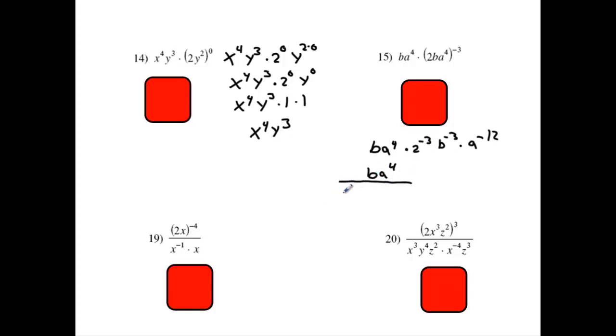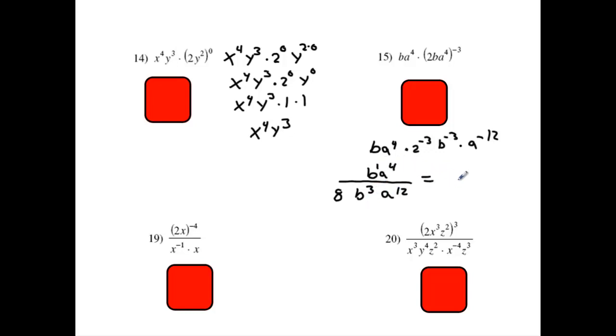2 to the negative 3 power becomes 2 to the 3rd in the bottom, or the denominator, and that becomes 8. This becomes b to the 3rd, and that becomes a to the 12th. Okay, now remember, here you just subtract down. And if you want to, you can always put a 1 there. It always carries a 1.